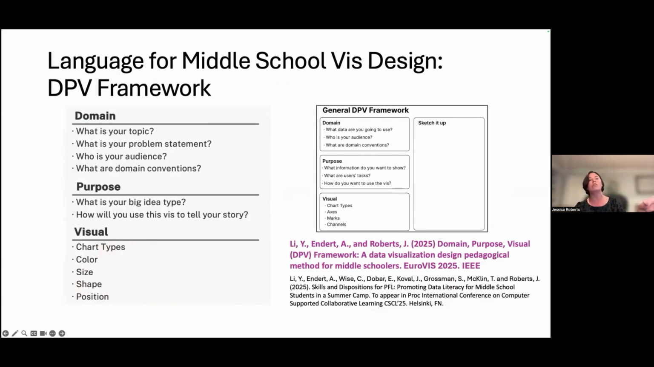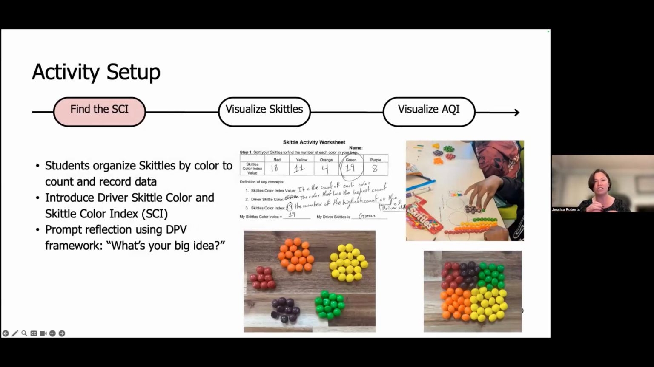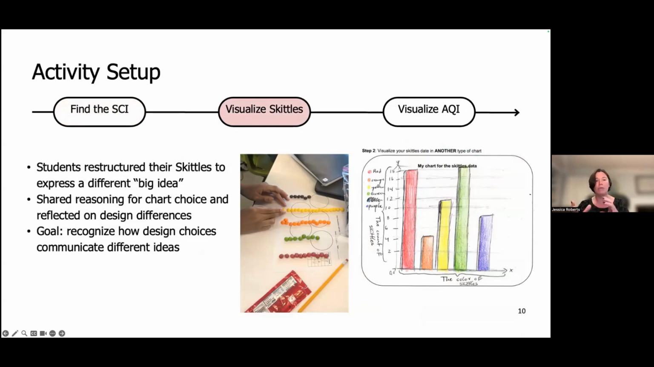So they've been working with that, and we try to take the Skittles color index idea and have them apply the DPV framework to it. First they count all their Skittles, fill out their charts, and come up with their driver Skittle and their Skittles color index. And then we have them figure out, okay, what's your big idea you want to convey? Then they're moving the Skittles around on their desk and putting them into different kinds of chart types to see the data patterns. From that, we have them talk about their big idea. They share out what they're doing and why they decided on this particular representation.